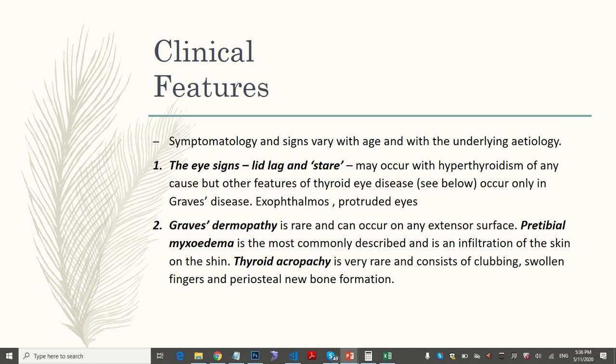Clinical features: symptomatology and signs vary with age and the underlying etiology. There are various eye signs like lid lag and stare, where you find the patient's eyes are very protruded, and it's called exophthalmos, and it occurs in Graves' disease. Graves' dermopathy is rare and can occur on the extensor surfaces. Pretibial myxedema is common, and it's the infiltration of skin on the shin. Thyroid acropathy is very rare, and it consists of clubbing, swollen fingers, and periosteal new bone formation.